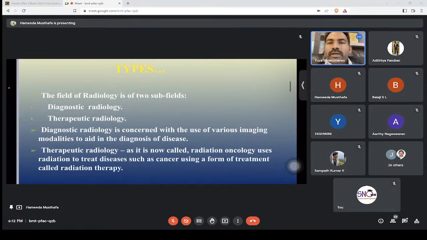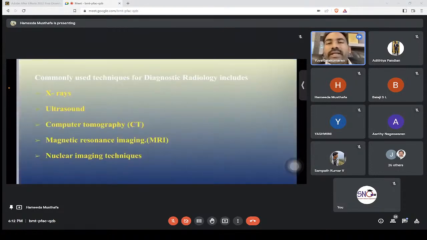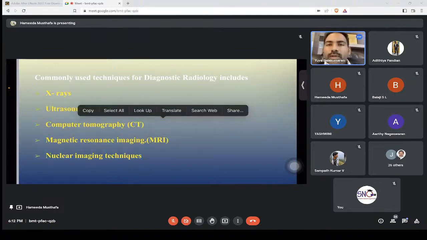Next. Now we are going to see diagnostic radiology. Commonly used techniques are X-rays, ultrasound, CT, MRI, and nuclear imaging techniques. We will see the uses of each later. Now we'll go to X-rays. Next slide.